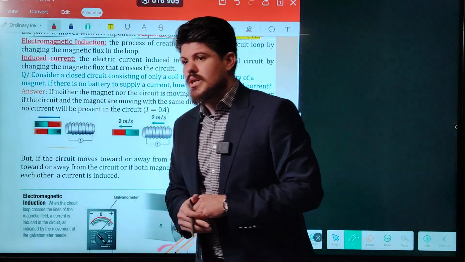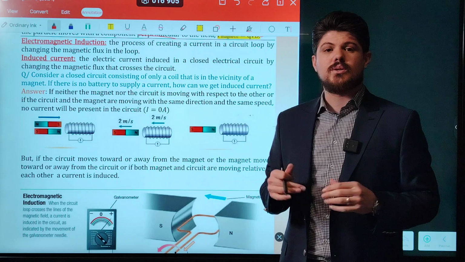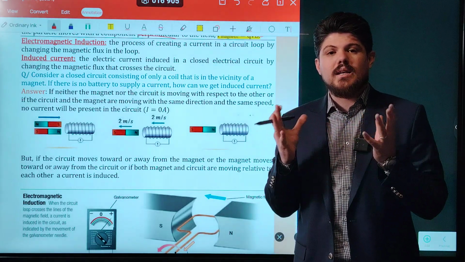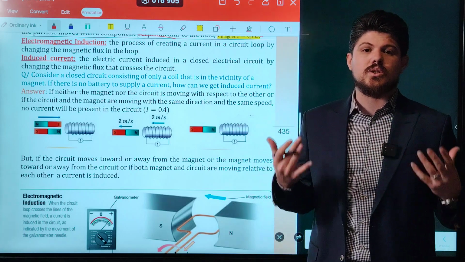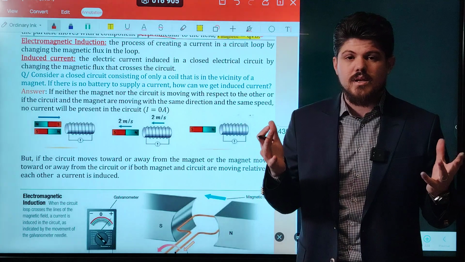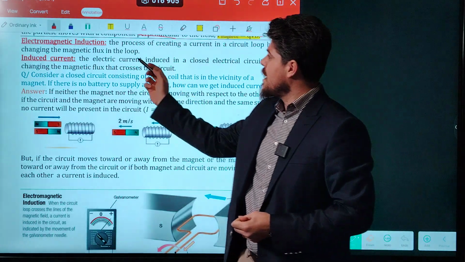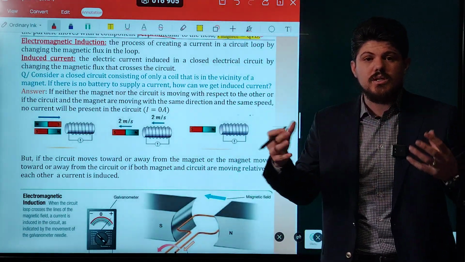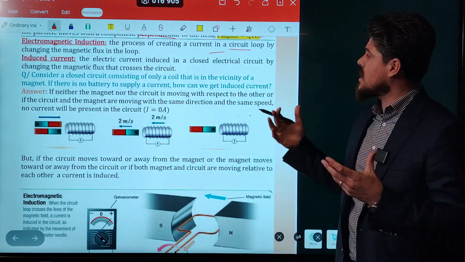Guys, the first definition in this chapter is electromagnetic induction. In this section, we are focusing on electromagnetic induction, or how you can induce the current and produce electromotive force. Electromagnetic induction is the process, guys. What is the process? It's the process of creating a current, I, in a circuit loop.